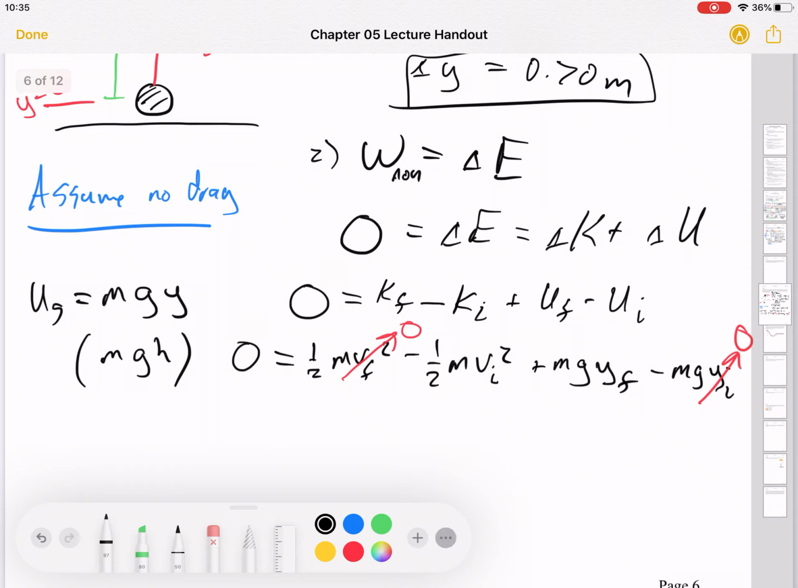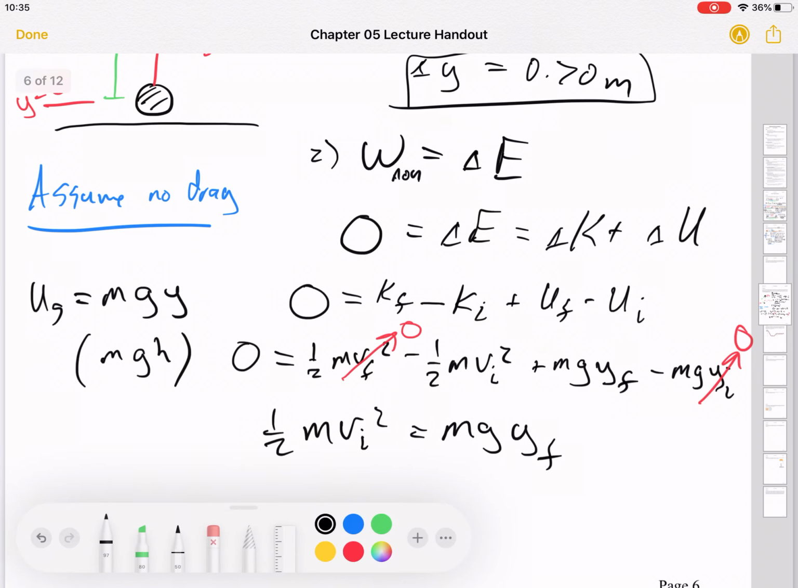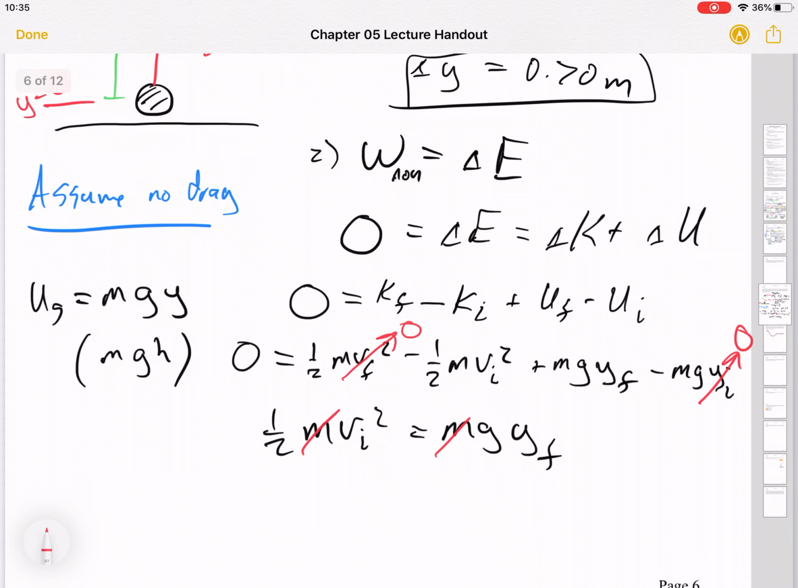So I could add this term over here. So I've got half m v initial squared equals m g y final. Look, the g's go away, right? I can divide by g. Sorry, not g. G matters for sure. The masses go away. That's good, because for objects in free fall, the mass doesn't matter, so the mass couldn't matter here either, and it doesn't.